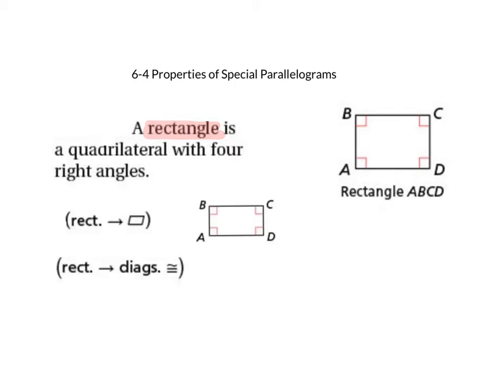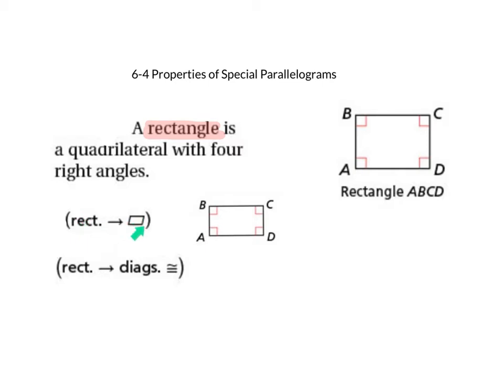So we have some theorems that go along with rectangles. Remember that the arrows are if-then statements. So our first theorem is saying that if we have a rectangle, then we have a parallelogram. So our rectangle fits all of the classifications of a parallelogram. For instance, the opposite sides are congruent, the consecutive angles are supplementary, opposite angles are supplementary, and our diagonals bisect each other. So if we have a rectangle, then it's a parallelogram.